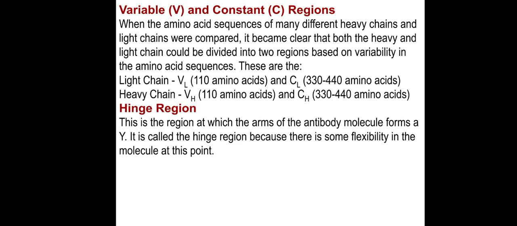In the same way, the heavy chain also consists of 2 domains, a variable domain and a constant domain. The variable domain of the heavy chain also consists of 110 amino acids, the same as in the light chain. And the constant region of the heavy chain is made up of 330 to 440 amino acids.